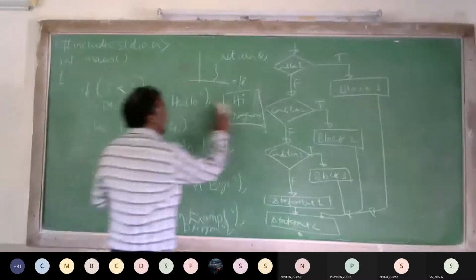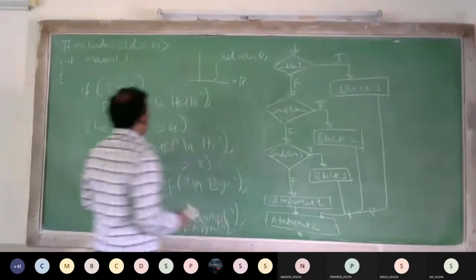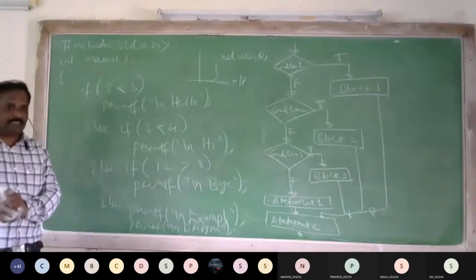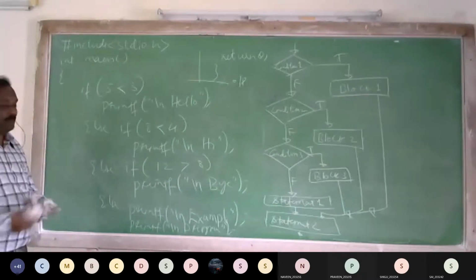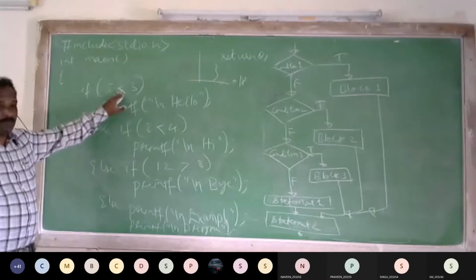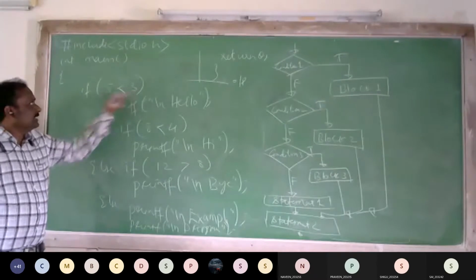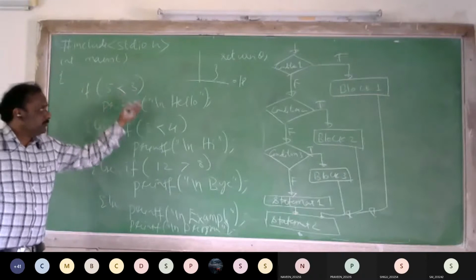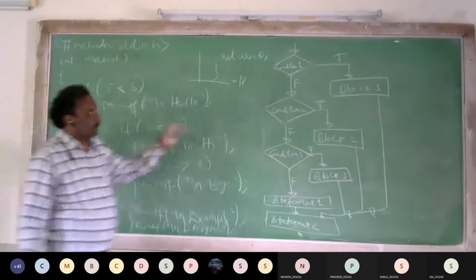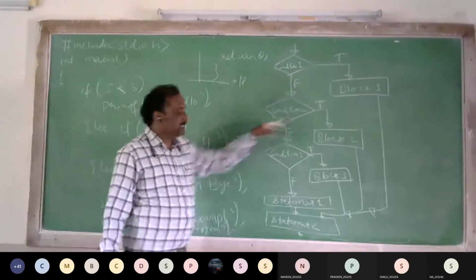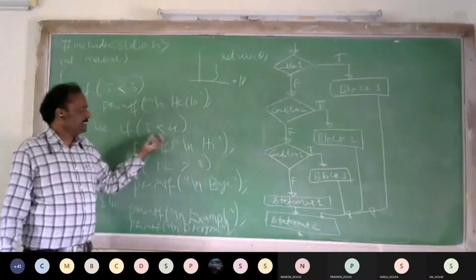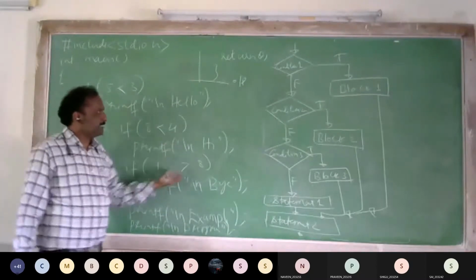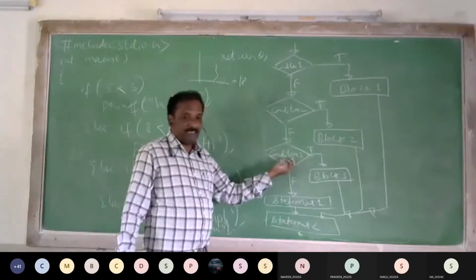Now I will change the condition. 8 is less than 4. Now run the program again. First it will check condition 1. What is condition 1? 5 is less than 3. Is 5 less than 3? False. Then only it will check condition 2. Now 8 is less than 4. False. When it is false, then only it will check condition 3.